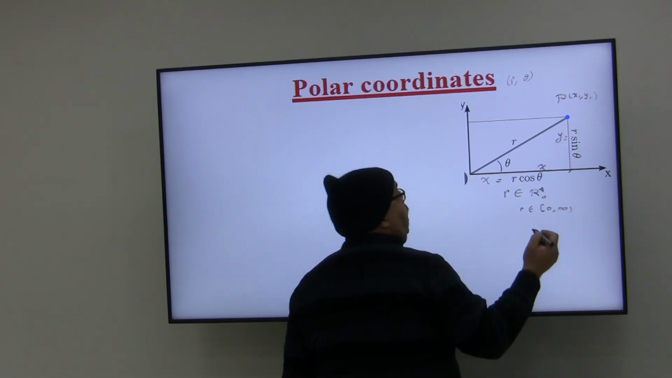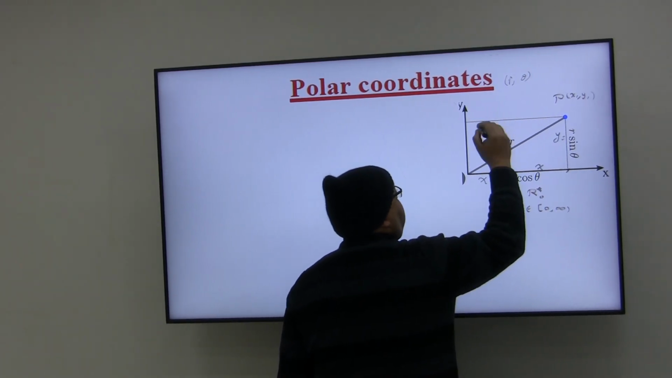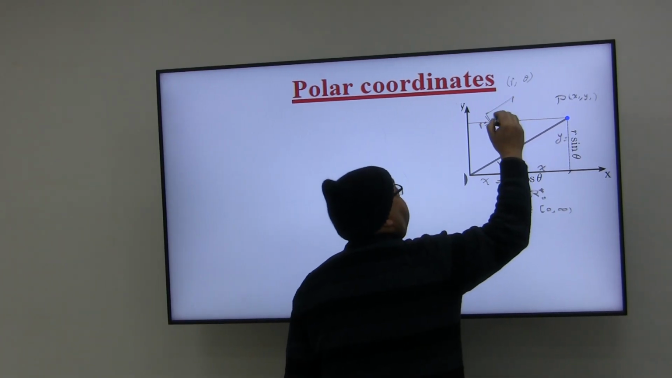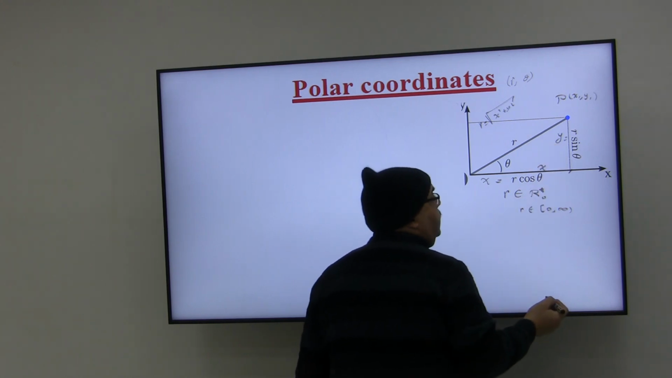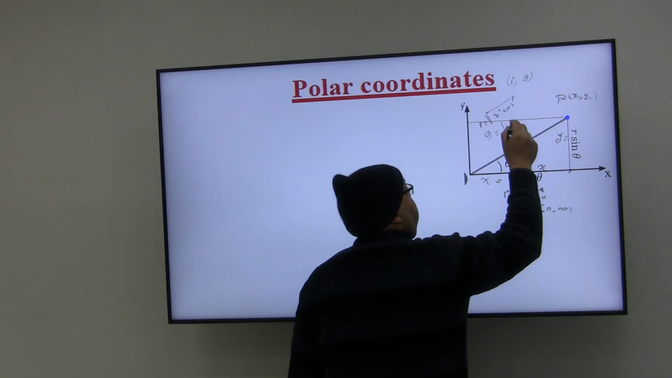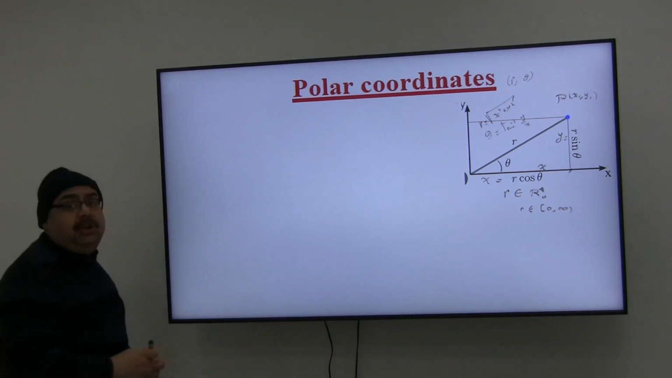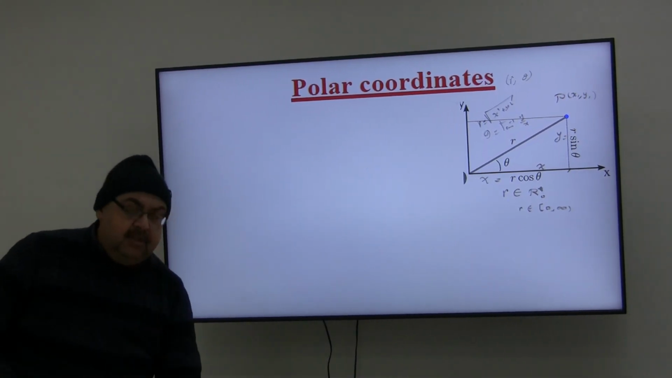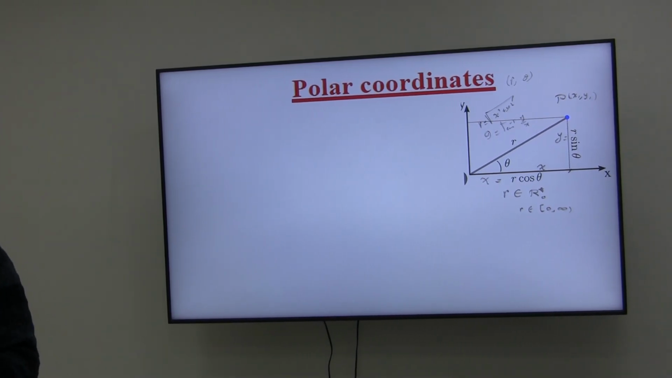And also, according to Pythagoras, r is equal to the square root of x squared plus y squared from this right angle triangle. And theta is equal to tan minus 1 of y over x. Those are the relations that I will use to move from Cartesian into polar, and vice versa, from polar into Cartesian.